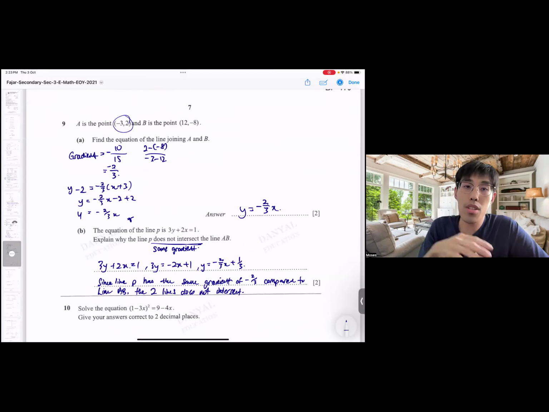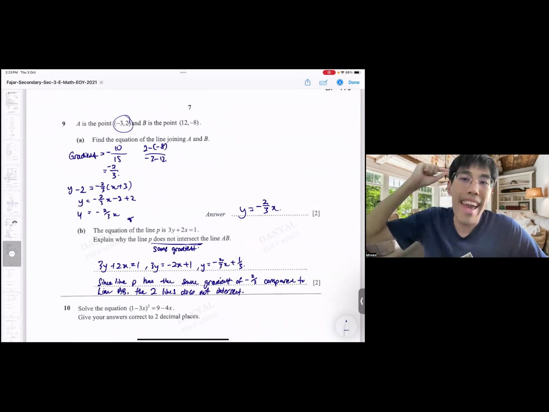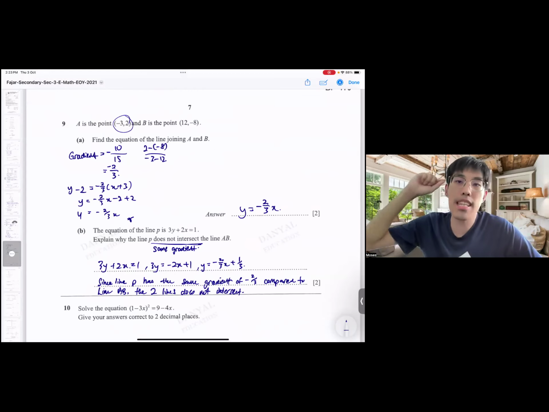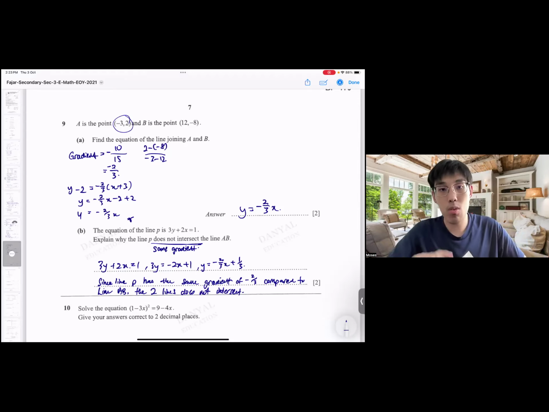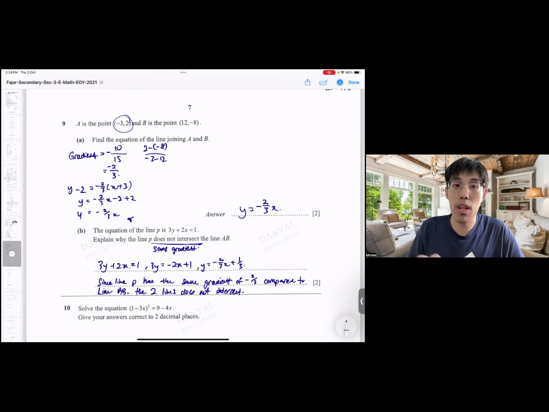Of course, technically, if you are strong enough, you are able to see directly from the equation over there, 3y plus 2x equals to 1, that the gradient is negative 2/3. By all means, you don't need to show the working. What I'm doing here is for the more average students, to be exceptionally, explicitly, 100% crystal clear that yes, the gradient is the same, which is negative 2/3. Then you must say that since line P has the same gradient of negative 2/3 compared to line AB, the two lines do not intersect. 100% correct. Okay?